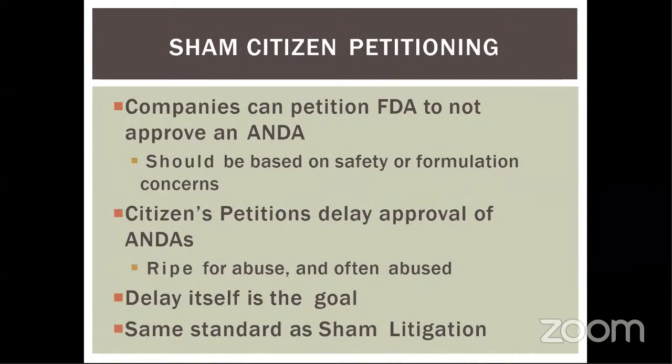What is the meaning of some citizen petitioning? Companies can petition FDA to not approve an ANDA, which should be based on safety or formulation concern. So if some ANDA is applied, after that it was seen that someone else says that we must mainly emphasize safety, but in that same place it was seen that there is some problem in the formulation part, due to which there is a safety issue. In that case company can petition FDA to not approve an ANDA.